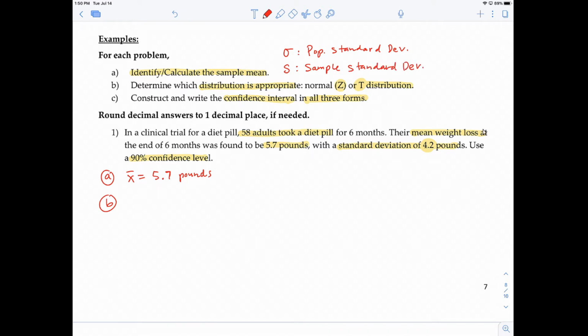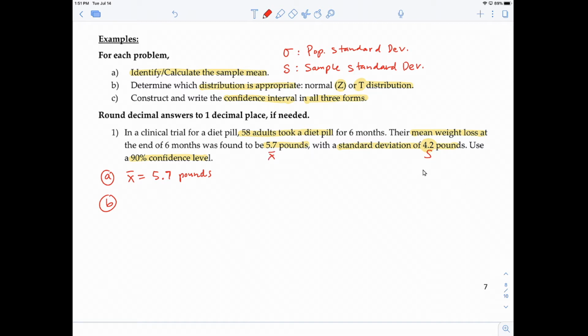Okay, so in this problem it says that their mean weight loss at the end of 6 months was found to be 5.7 pounds. So we know that's the sample mean with a standard deviation of 4.2 pounds. Now, what is this? This is a standard deviation, but is it sigma or is it s? Is it the population or the sample standard deviation? Because it follows from their mean weight, talking about the sample of 58 adults, this is s. This is not sigma. So a lot of students, oops, this should have been x bar.